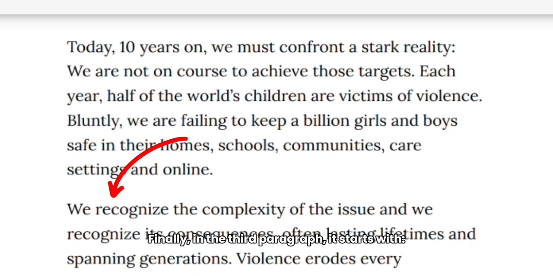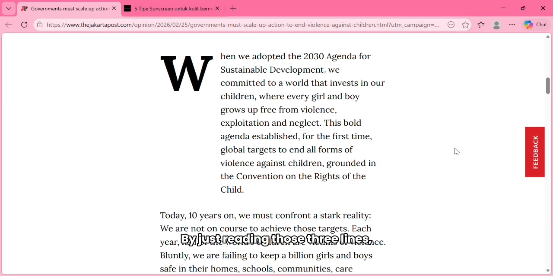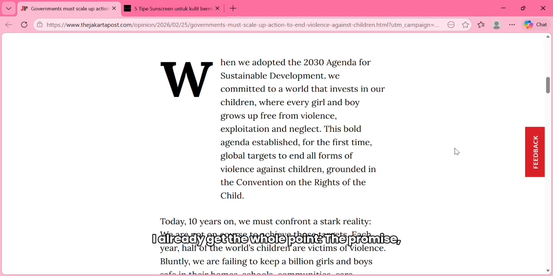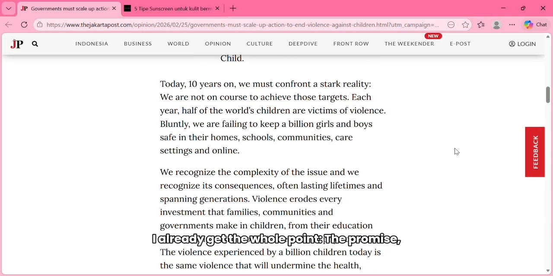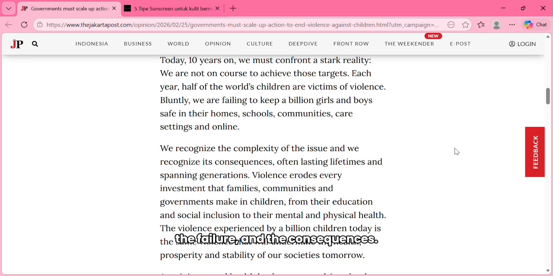Finally, in the third paragraph, it starts with, "We recognize the complexity of the issue and we recognize its consequences, often lasting lifetimes and spanning generations." This tells me that the issue is not simple and it has long-term effects on the future of our society. By just reading those 3 lines, I already get the whole point: the promise, the failure, and the consequences.